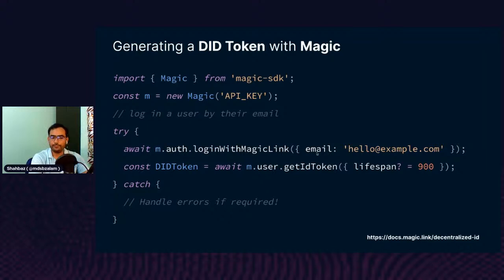And by default, when you do this, if you store it in a constant like DID token here on this line, you will get a DID token by default, which has a lifespan of 15 minutes, which is 900 seconds. But if you want a longer lifespan of your DID token, then this is a method to get that using getIdToken and using our user module and providing the lifespan. Here it's 900. You can use more than that. So this is how we have generated a DID token.